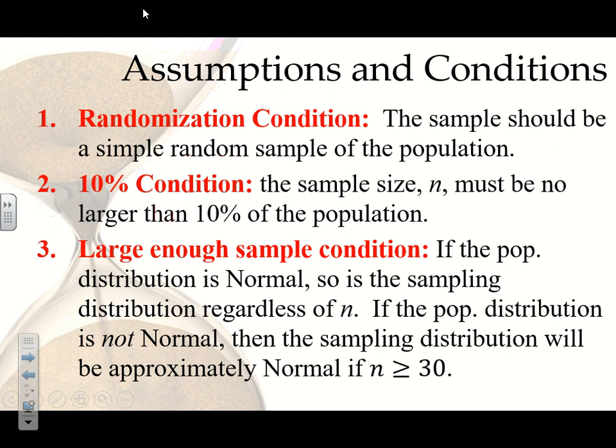As far as conditions go, these are pretty simple to check. The random condition, they pretty much tell you in the problem. For the 10%, all you have to think about is whether this sample is likely less than 10% of the total population. And then for the large enough sample, is my sample at least 30? If that's the case, I'm good to go. If my sample is not 30 or more, then I have to think about what the original distribution looks like. That's the only thing that can be a little tricky, when you have samples of less than 30 for these sample means.